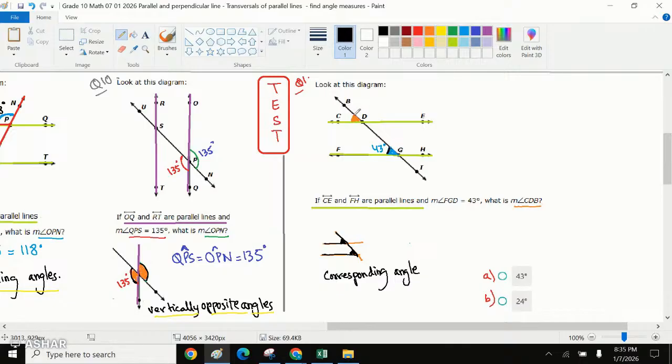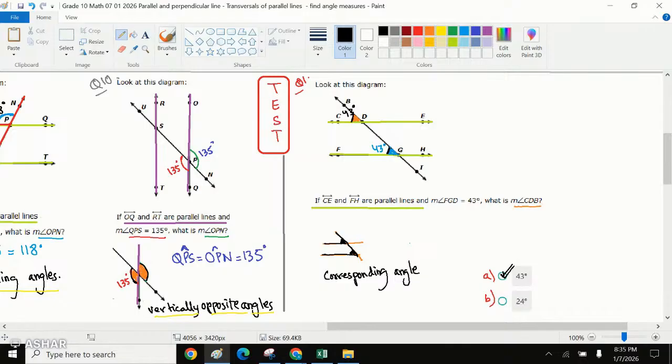If this is 43, then this should be, yes, they both should be same. So this would also be 43. Thank you. And we need to click on the correct option. We need to look at both options and we say that option A is the correct answer, right?